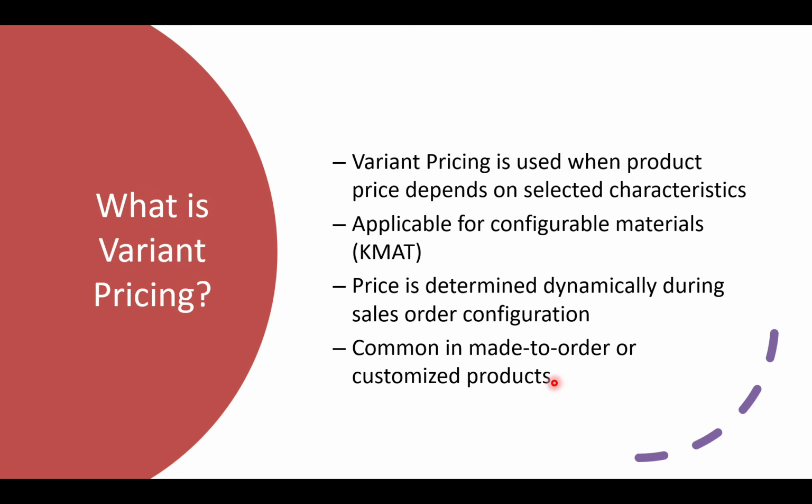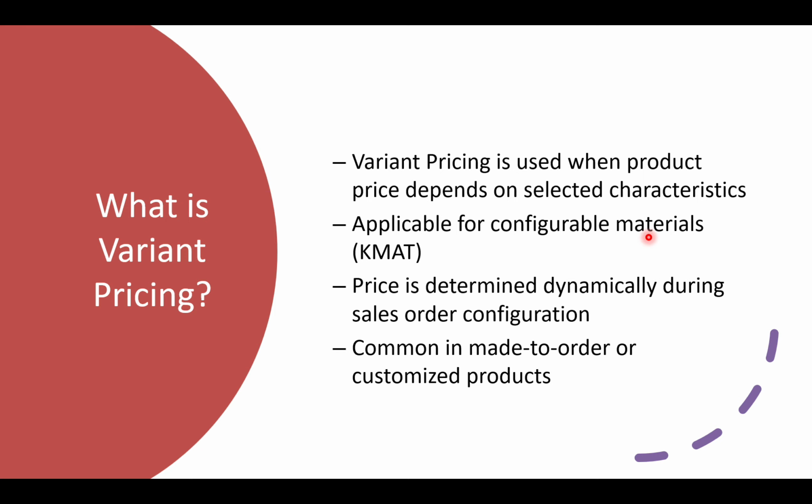Coming to the first thing, what is variant pricing? Variant pricing is used when the product price depends on the selected characteristics. So it depends on the characteristic values you select in the sales order; based on that value, the price will come. It is applicable for configurable materials, either KMAT or FERT, whatever the material type. The price will be determined dynamically, meaning based on the values we select during the sales order material configuration.